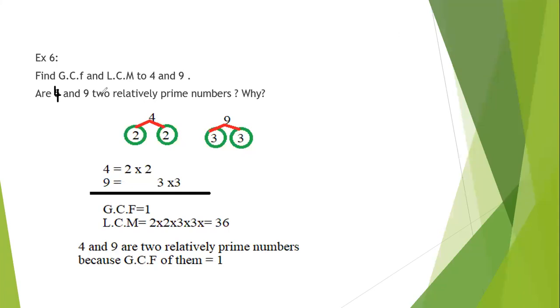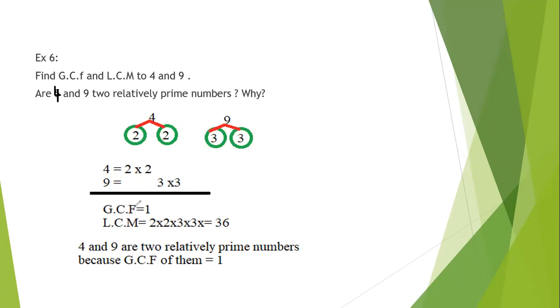Question number 6. Find the GCF and the LCM of 4 and 9. First, it asks you, are 4 and 9 two relatively prime numbers? So let's see. 4, I can get it by multiplying 2 by 2. 9, I can get it by multiplying 3 by 3. When I write the factors, 4 is 2 times 2, and 9 is 3 times 3.